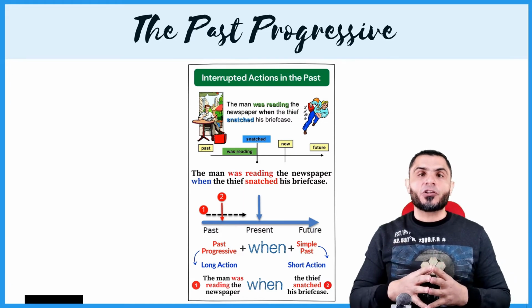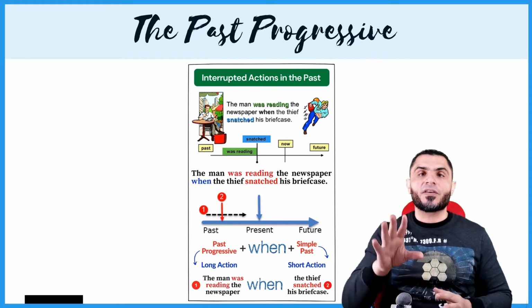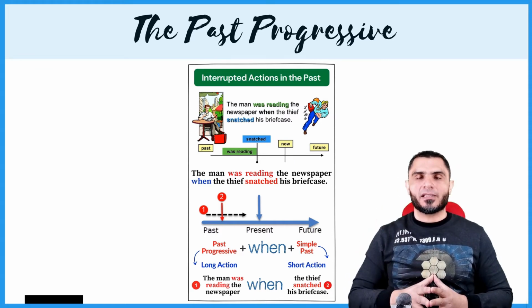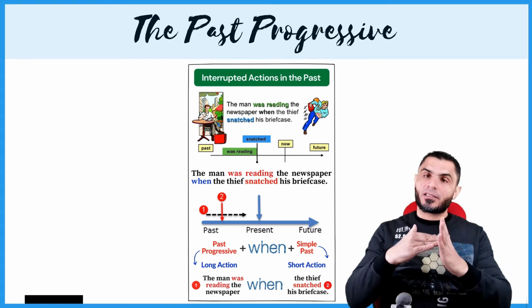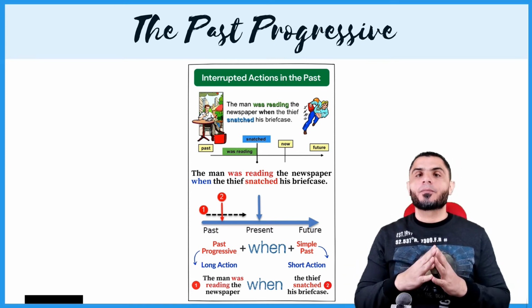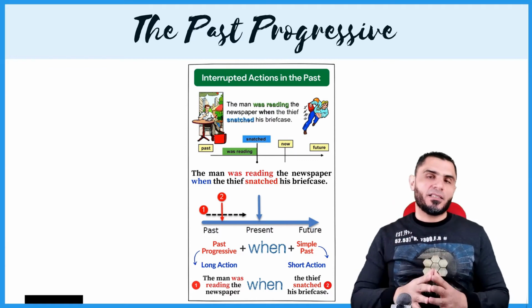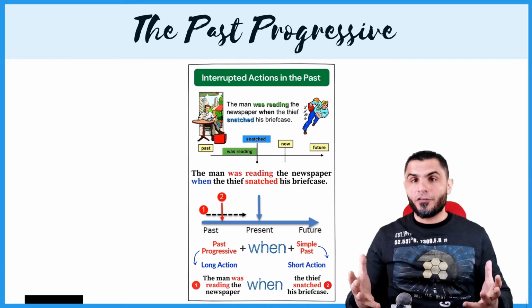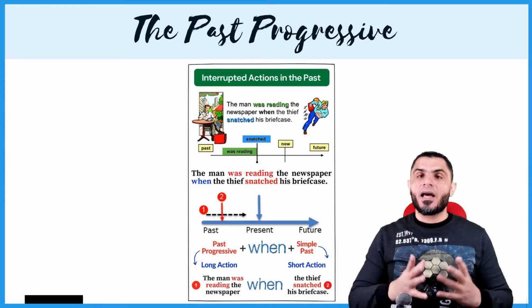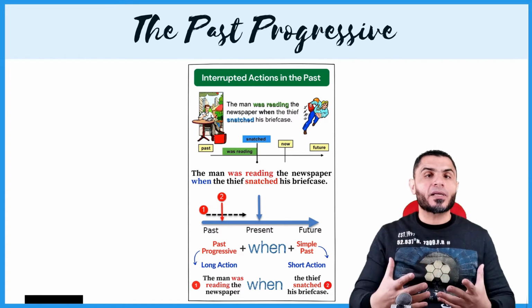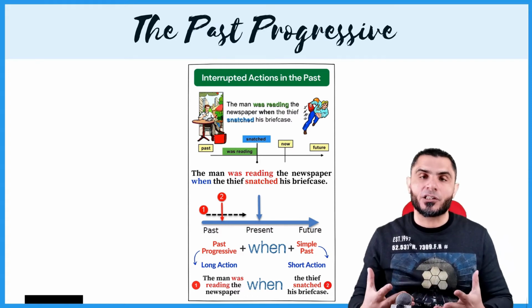As you can see in this picture, the man was reading the newspaper when the thief snatched his briefcase. Reading the newspaper was interrupted by the thief. Here, it should be noted that when is an indicator. It is usually followed by the simple past for the short actions. However, we use the past progressive for the second part of the sentence, which is a long action.